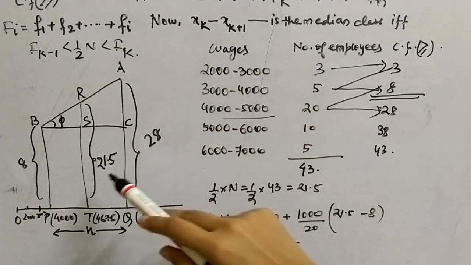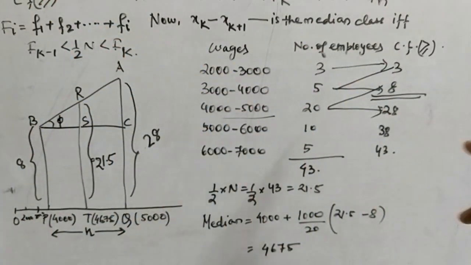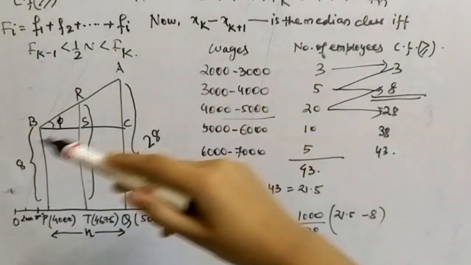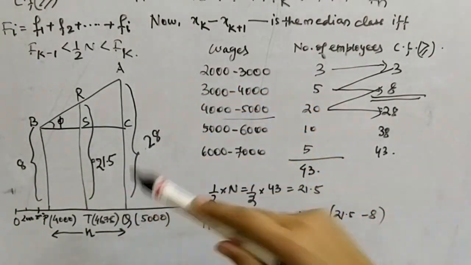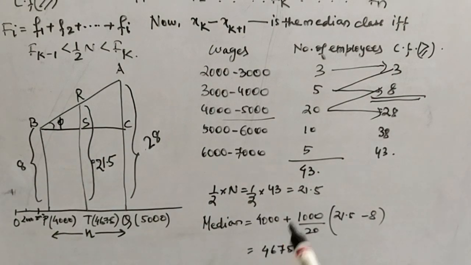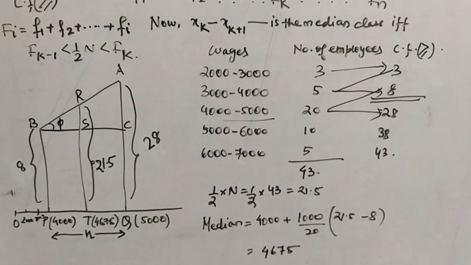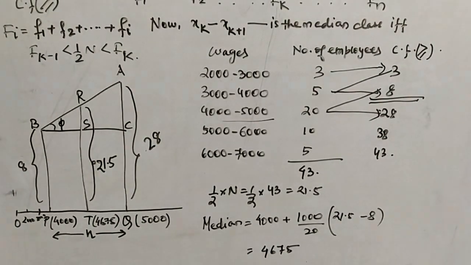Now you can see that I have written the cumulative frequency of greater than type in the vertical axis. Okay, so that's why this is the cumulative frequency of the preceding class, and this is the cumulative frequency of the median class. So now the formula itself, median is what? Lower limit. What is lower limit? Lower limit is OP. Okay, and H is what? H is the width of the class, and the width of the class is 5000 minus 4000, which is 1000, divided by the frequency of that particular class.